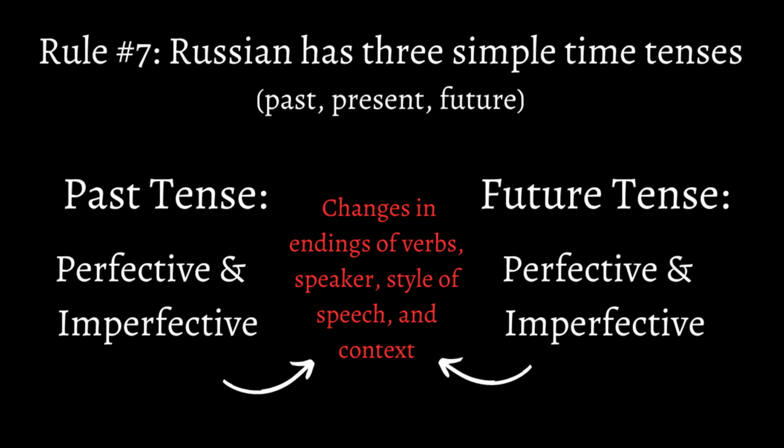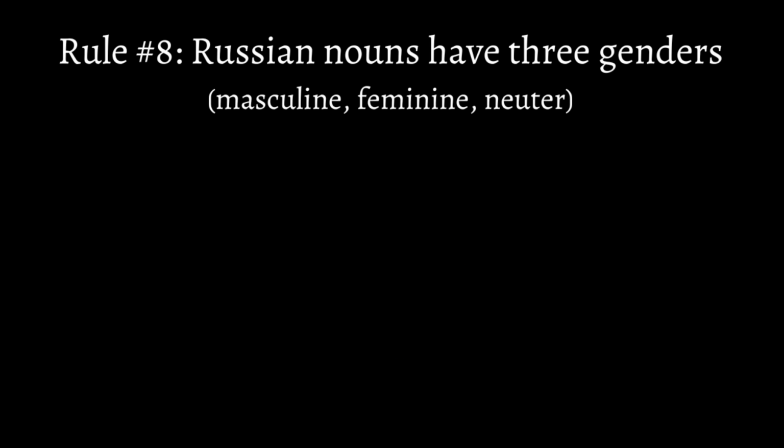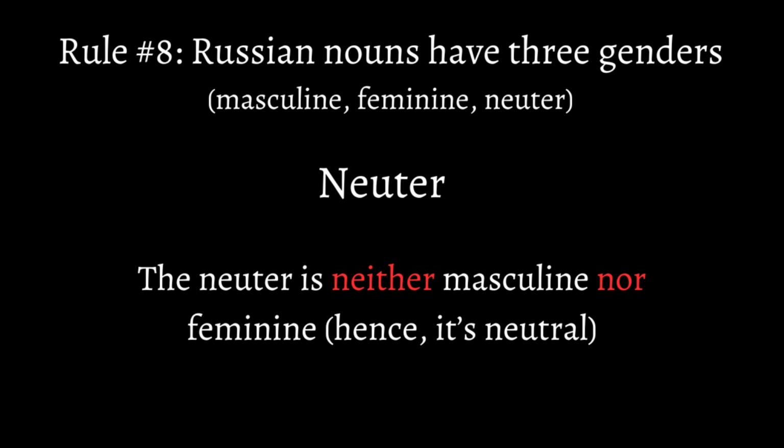Which leads me to the eighth thing you should know, and that is, Russian nouns are gendered with the masculine, feminine, and neuter genders. The masculine and feminine genders are self-explanatory, but the neuter gender is something that not a lot of people know. In English, there is no gender when it comes down to nouns, but in Russian, there are three grammatical genders: masculine, feminine, and neuter. The neuter can be explained as the gender that is neither masculine nor feminine. It is simply neutral, and to distinguish if a noun is masculine, feminine, or neuter is something that I'll explain in a future video.